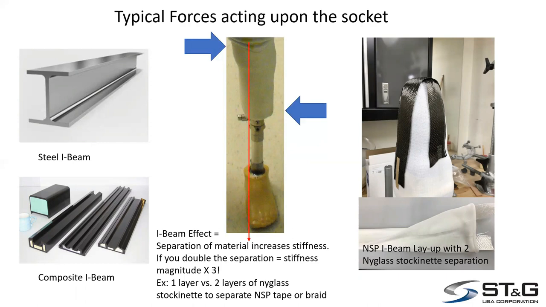Glenn Choi, the president of ST&G, gave a talk, and he mentioned how when you separate material, the magnitude of stiffness goes up 3 times, just by adding an extra layer. For example, if you have carbon fiber, you separate with one layer of Nyglass, and then you add another layer of carbon fiber. But then you do another layup for a different socket, and you put your carbon fiber, 2 layers of Nyglass, and then 1 layer of carbon fiber. You separate it by an extra layer, and your magnitude of stiffness will go up 3 times.